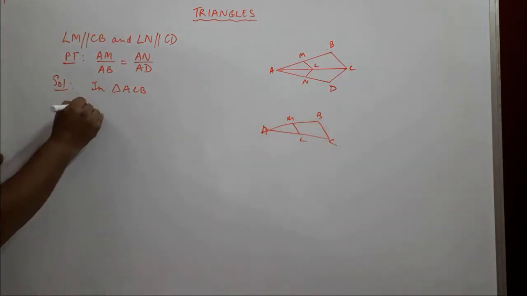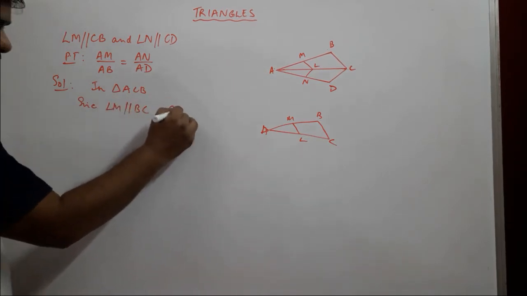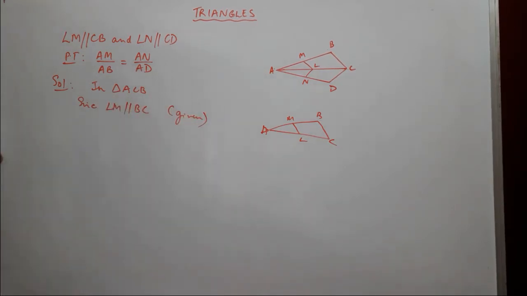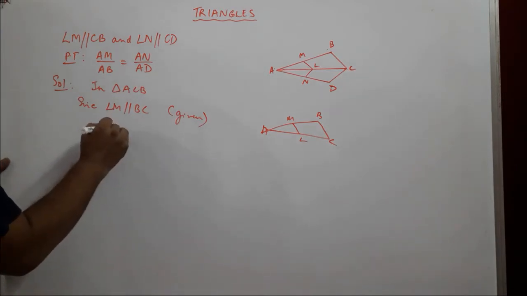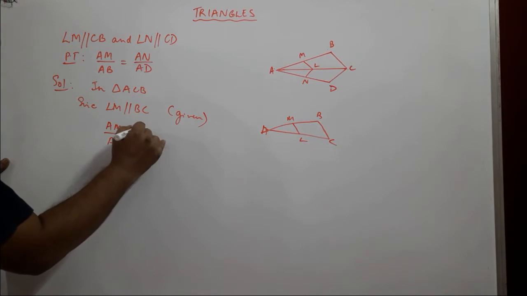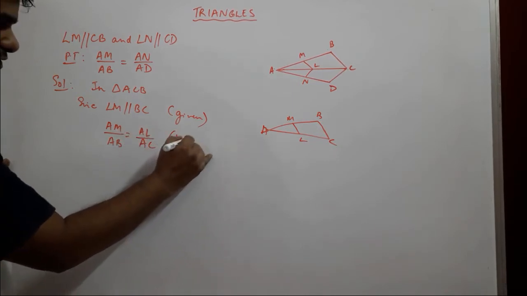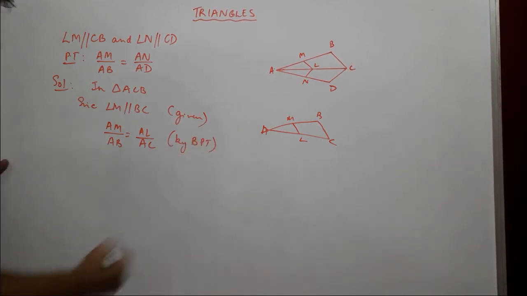So we say since LM is parallel to BC, which is actually given to us, we can say that AM upon AB is equal to AL upon AC, and we can give this by basic proportionality theorem.